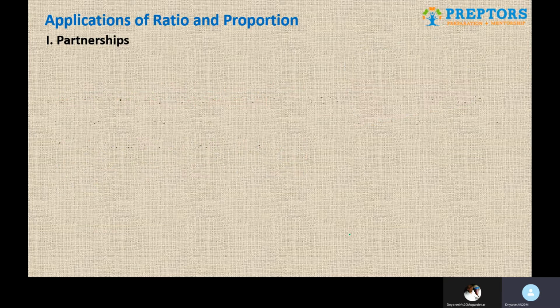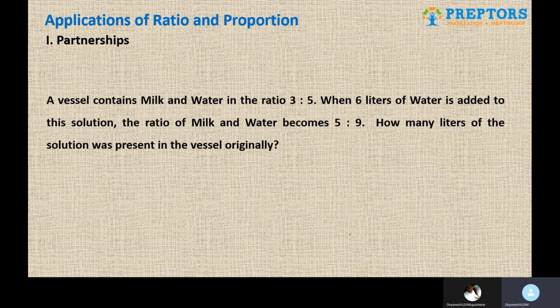The second part of this particular topic is basically mixtures, and this has been explained with the help of one simple question. Let's read the question first. It says a vessel contains milk and water in the ratio 3:5. When 6 liters of water is added to this solution, the ratio of milk and water becomes 5:9. How many liters of the solution was present in the vessel originally?